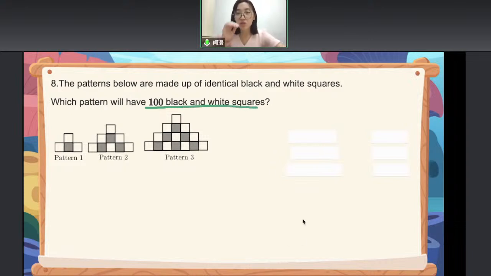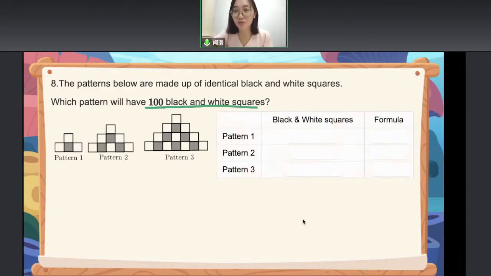So here, everyone, actually you need to figure out the total, okay? You cannot only count the black part or the white part. Okay, first step, what should we do? Draw out the table. Okay, so in pattern 1, could you please tell me how many black and white squares are there? Yes. So actually you can just observe it row by row, right? For the first row, you can only see 1. And in the second row, we have 3. So it should be 1 plus 3 equals to 4. Okay, what about the pattern 2?